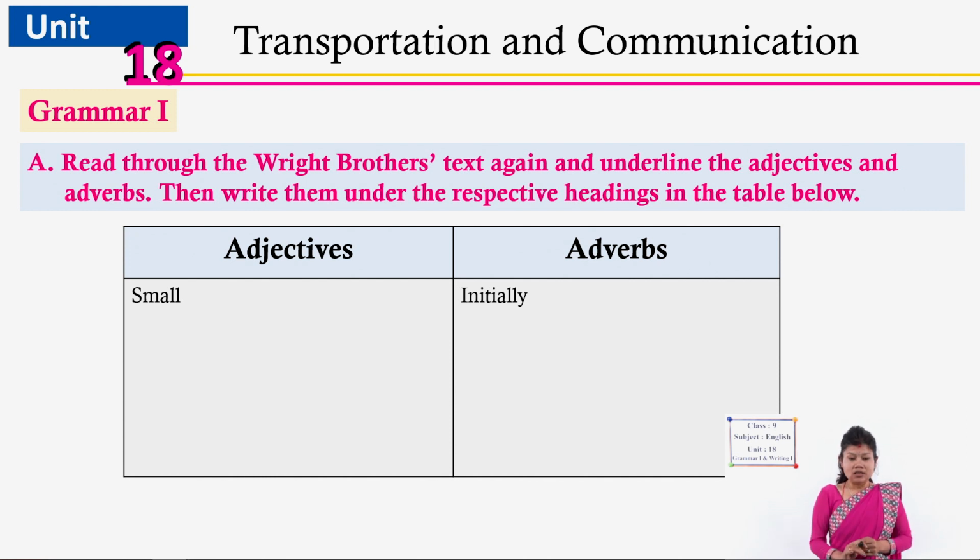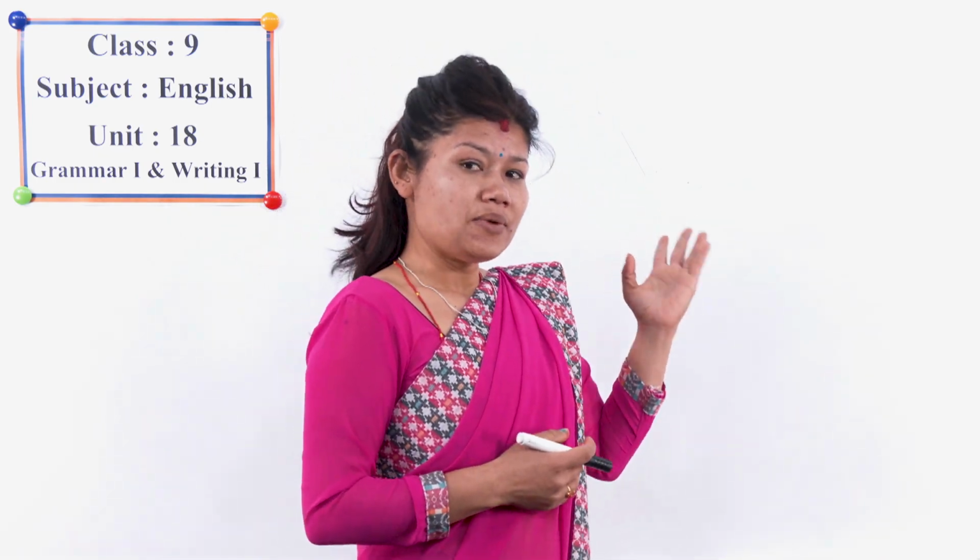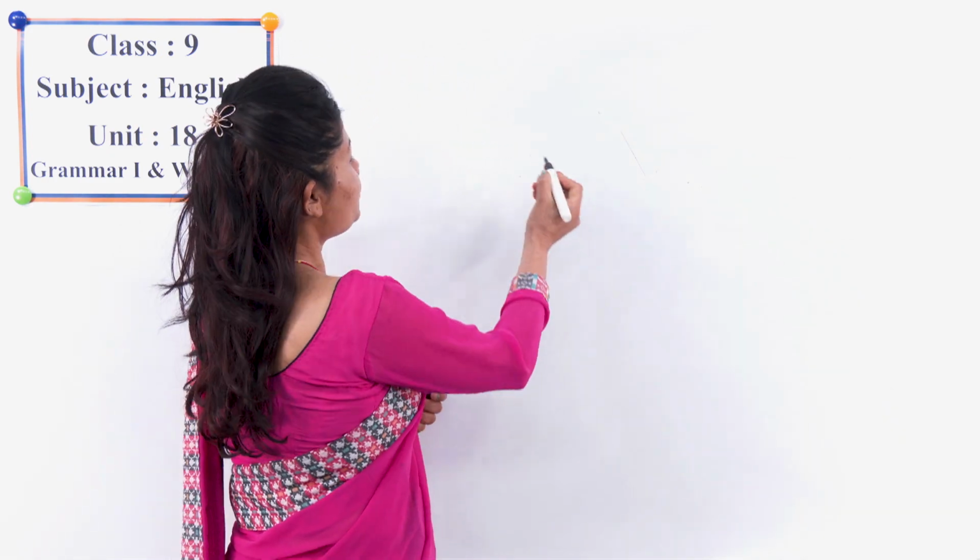Then when you finish underlining, you have to fill up this table shown to you. Look here, on your left there is adjective, on your right there is adverb. The list of the adjectives you have to put in your left column, and the group of adverbs, you have to write under the adverbs column. Is that clear? Now first of all let us begin from some examples. Look at the board here.